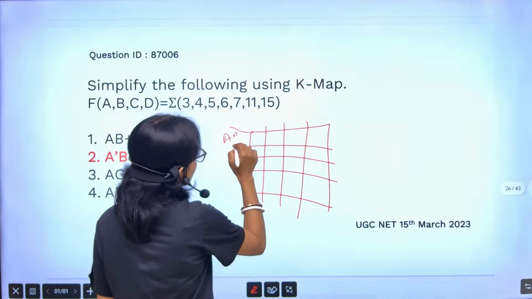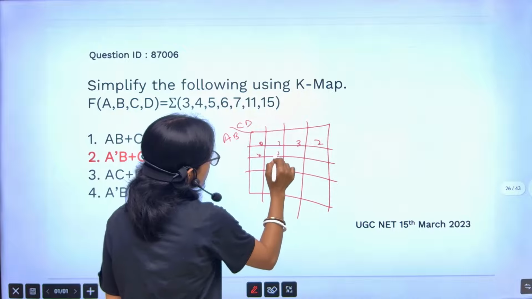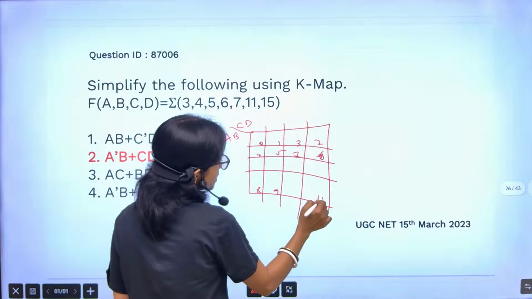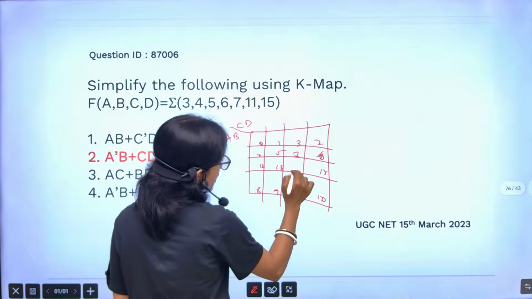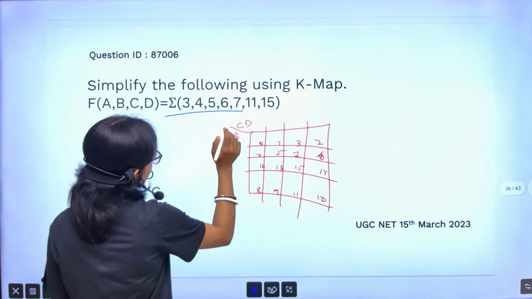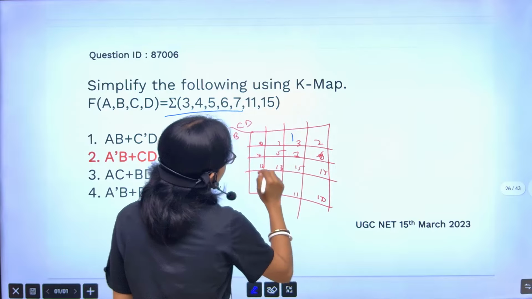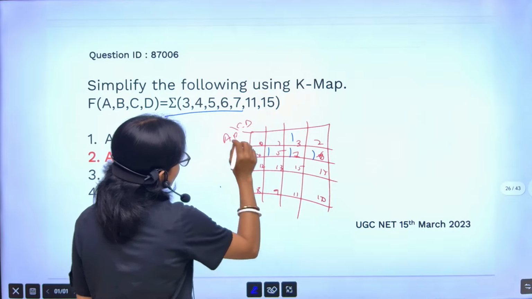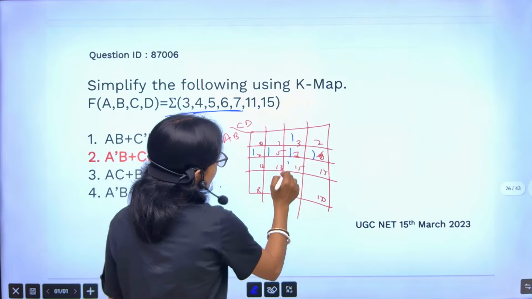So here AB, here CD, 0, 1, 2, 3, 4, 5, 6, 7, 8, 9, 10, 11, 12, 13, 14 and 15. Now I am going to place the values 3, 4, 5, 6, 7, and then 11 and 15.